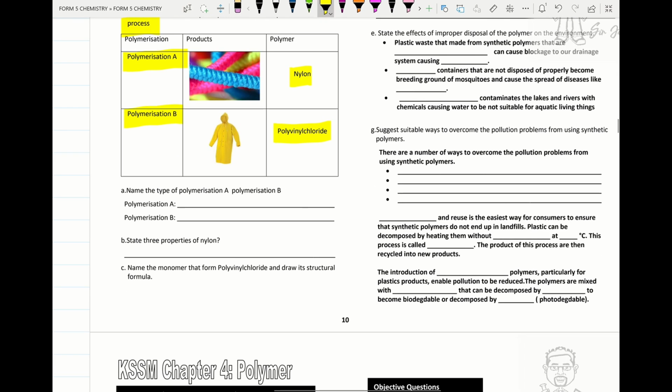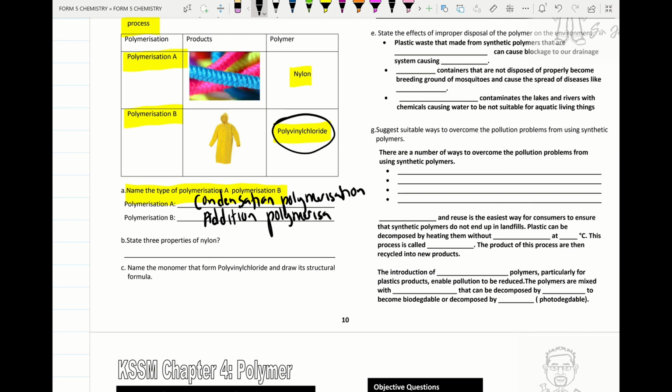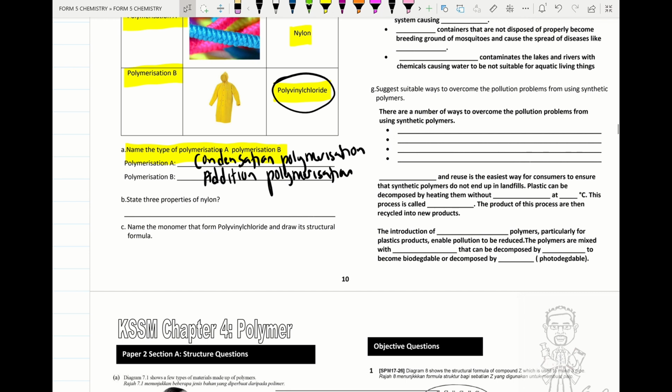All right, so we try to check the questions. Name the type of polymerization A. The polymerization A is known as condensation polymerization process. B, the polyvinyl chloride is made through addition polymerization process. All right, so we try to go for the question number B. State the three properties of nylon. The nylon is known as strong, elastic, and also non-toxic polymer.